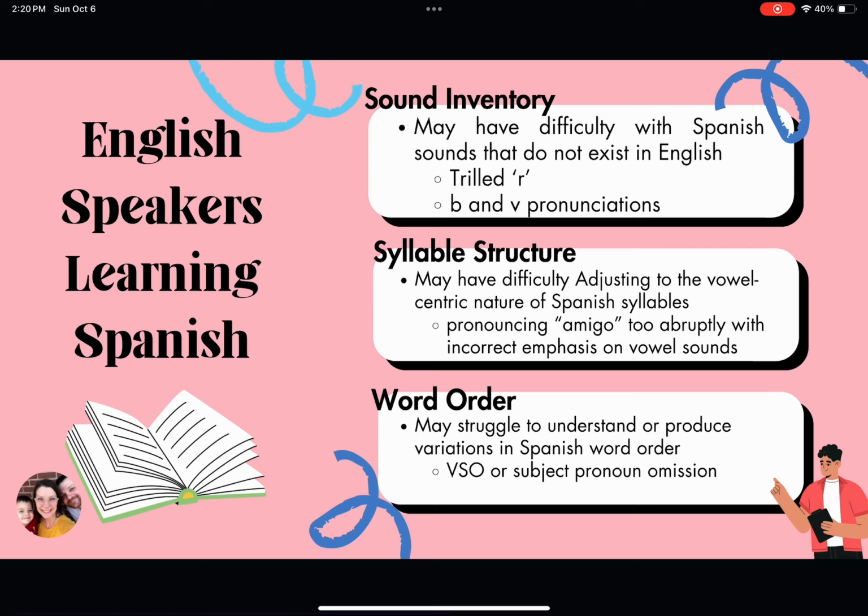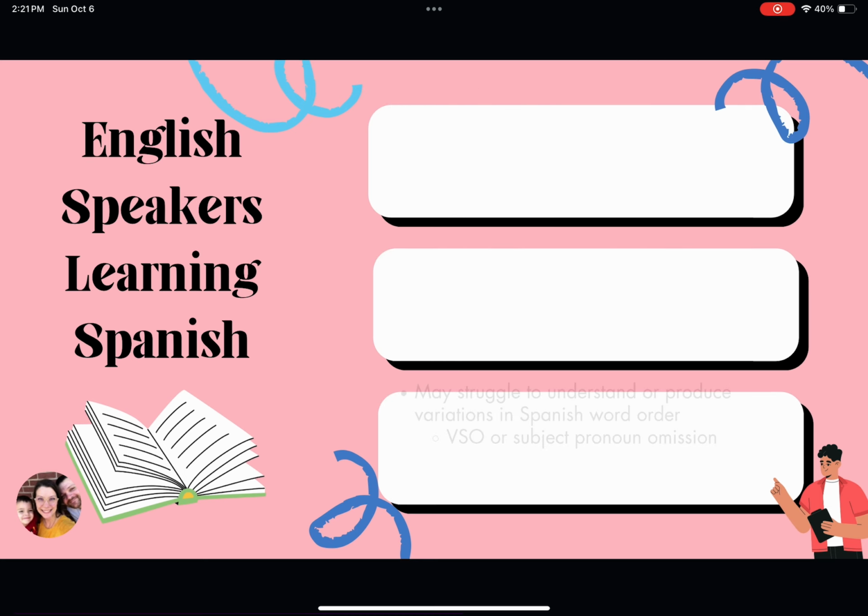English speakers may struggle to understand or produce variations in Spanish word order, especially when Spanish uses verb, subject, object order or omits the subject pronoun, which is less common in English. These differences create specific pronunciation, syntax, and comprehension challenges for learners of either language.